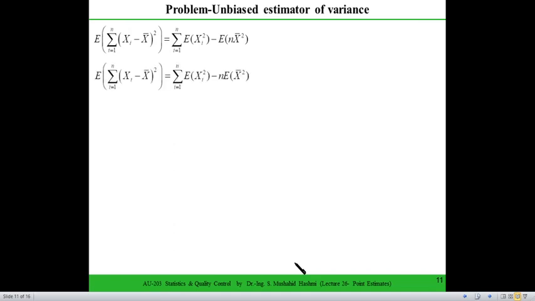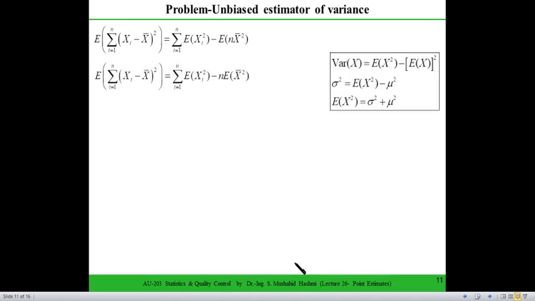So using that, if you simplify further, as you know, the expected value of x square is linked with the variance of x. The variance of x is the expected value of x square minus the mean whole square. That is the definition, where x is your random variable with variance sigma square and mean mu. So you can write the expected value of x square as mu square plus sigma square.